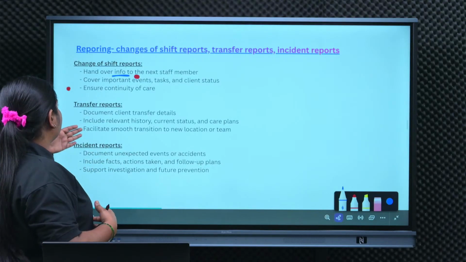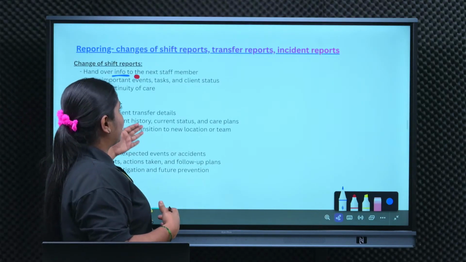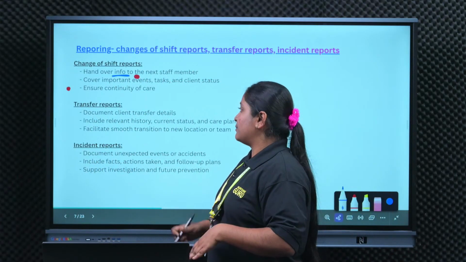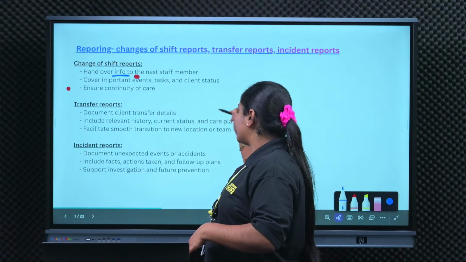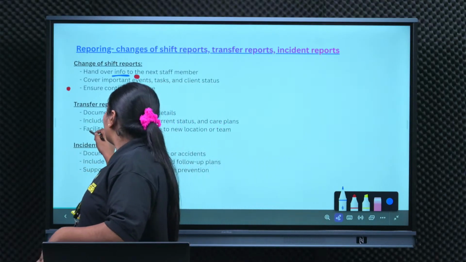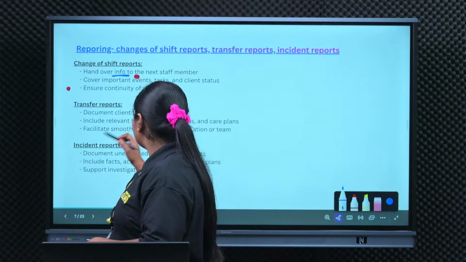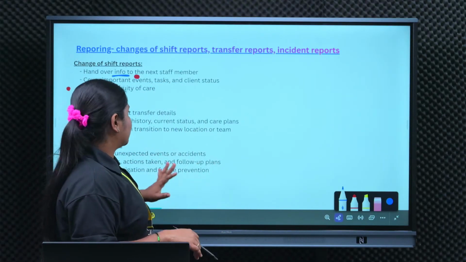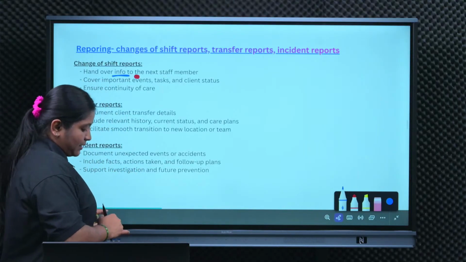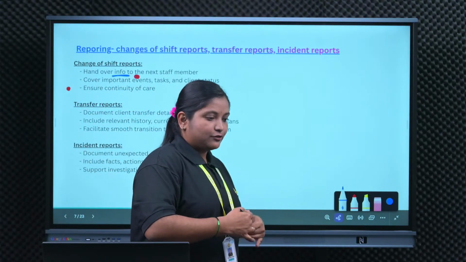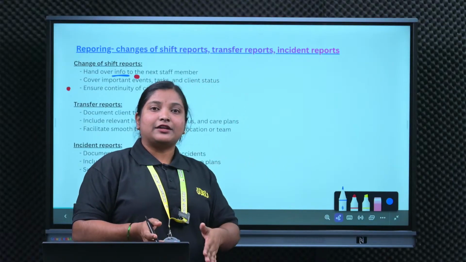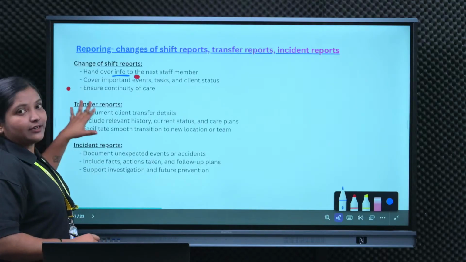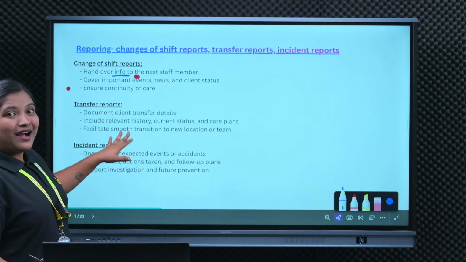Okay, the next one is transfer documentation: client transfer details whenever shifting from one hospital to another hospital. Include relevant history, current status and the care plans. And we are going to write that to facilitate a smooth transition to the new location or team. Okay, so for example, as I said, from one hospital to another hospital we are transferring, we are shifting the patient. By that time this transfer report is going to play a major part.